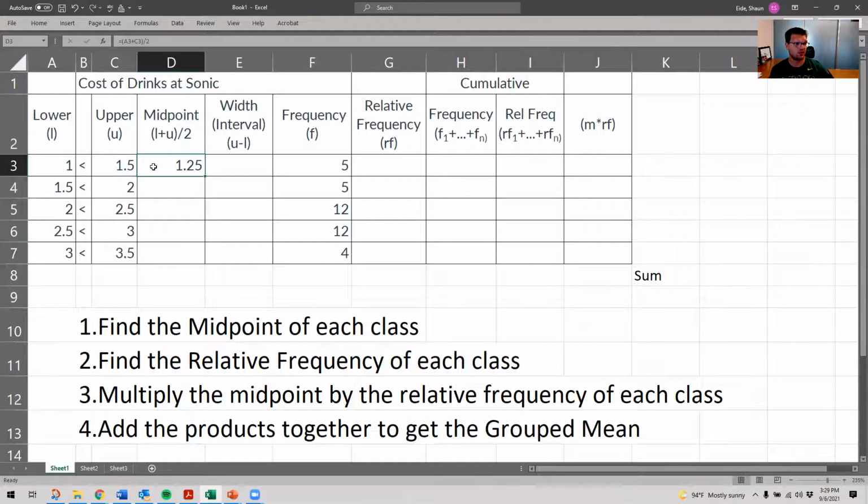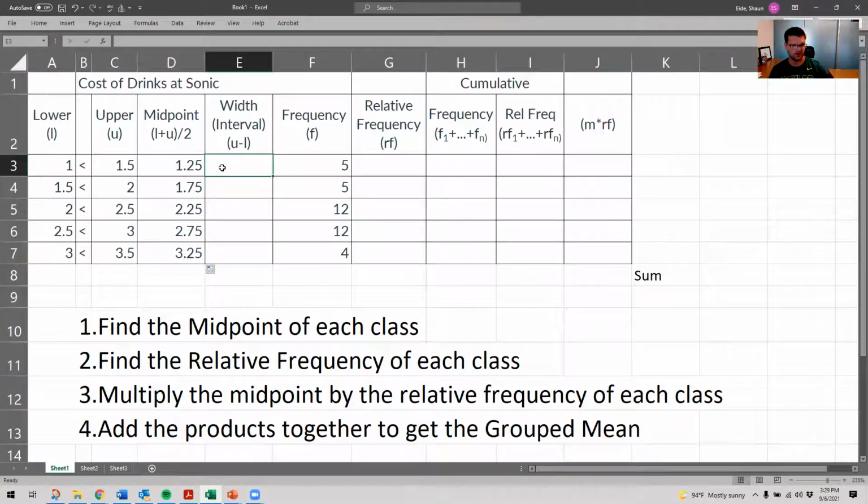Because I put the formula in here like this, where I did 1 plus 1.50 divided by 2, I can literally just drag it down. And so now I have the midpoints: the lower plus the upper divided by 2, lower plus upper divided by 2. Great. Next thing, just because we're in a frequency table, I really want to have the interval or the width.